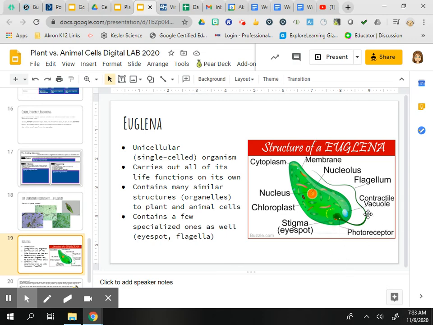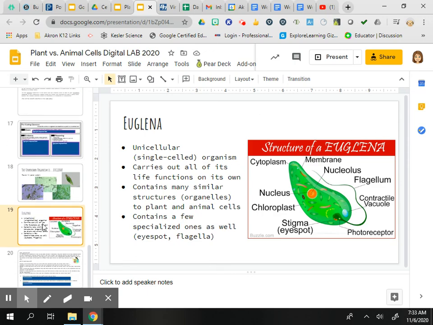It does have a contractile vacuole to pump out excess water if it gets too full of water. Look at it, it's got chloroplast, so it can photosynthesize. It has a flagellum, so it can move around. So it's a very unique little creature.